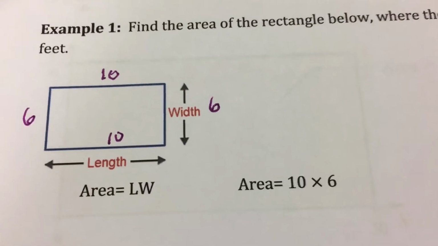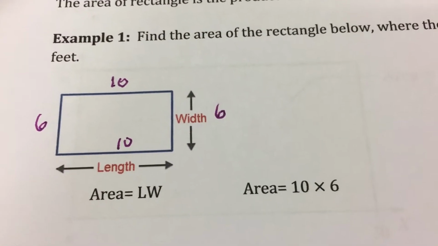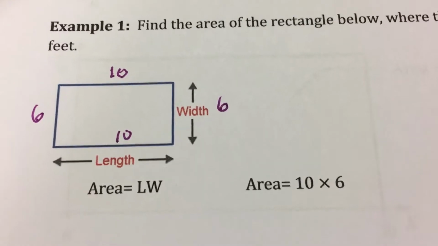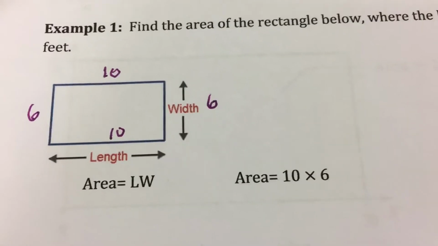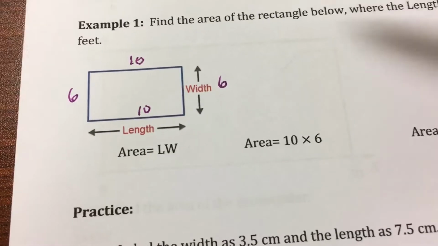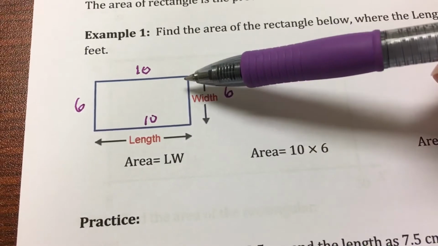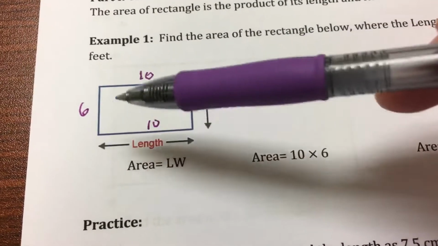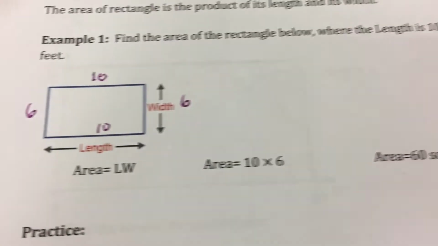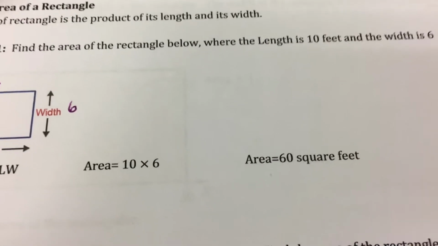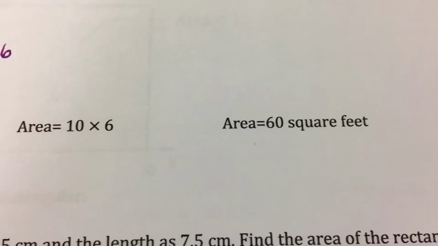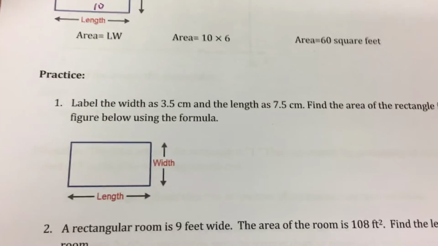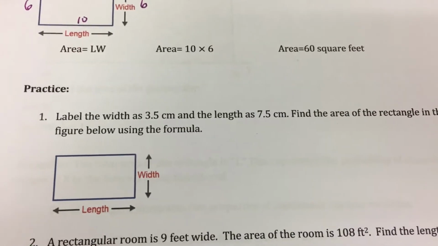But you have to remember that when you deal with area, your measurement has to have a square written on it, because what it's doing is dividing this rectangle up into 10 parts and then 6 parts, and then you're counting the number of squares. That's how you find the area. So the answer to this would be 60 square feet. They're going to ask you to practice doing this on your first one.